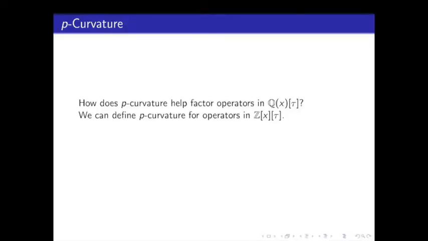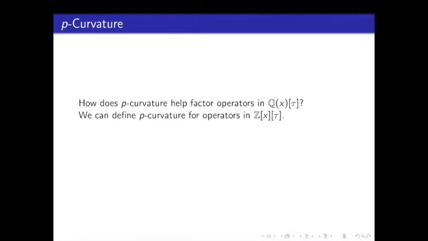Okay, so we can define p-curvature for operators in this ring with polynomial coefficients and integer coefficients. The definition is pretty straightforward. For every operator in this ring, we just reduce its coefficients mod p, and then we get an operator over a finite field, and then we look at the p-curvature of that operator. We define the p-curvature of an operator in this ring as the p-curvature of its image over a finite field. I also need to mention that for p-curvature of these operators, the product rule also holds.